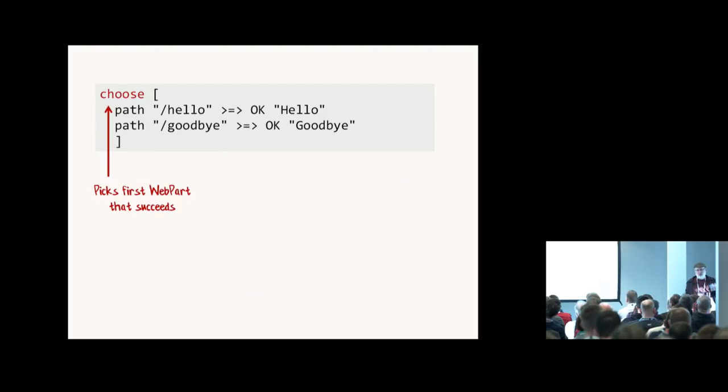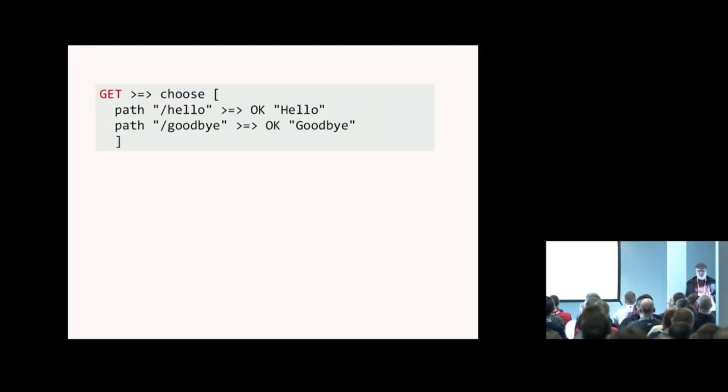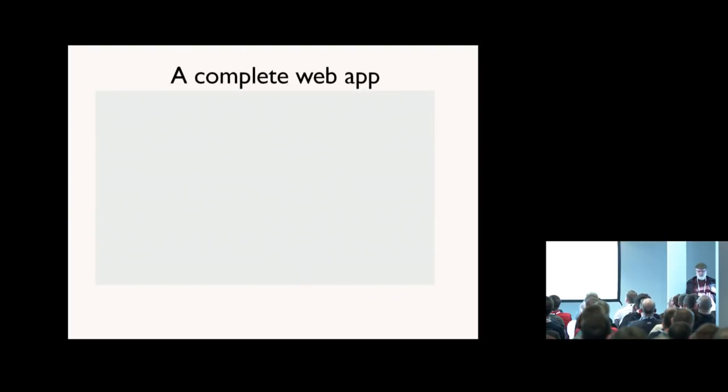Now we're building up a web part from smaller web parts, okay? And then we're going to combine it with the get web part. Now the get web part only succeeds if the request type is get. So when we say get composed with choose, this whole thing now only works when the input is get. And then we make a complete application.